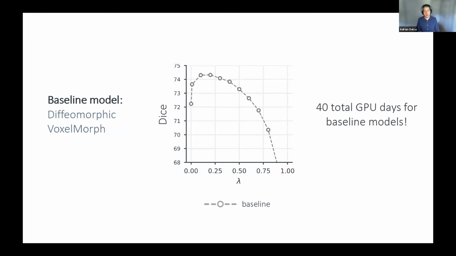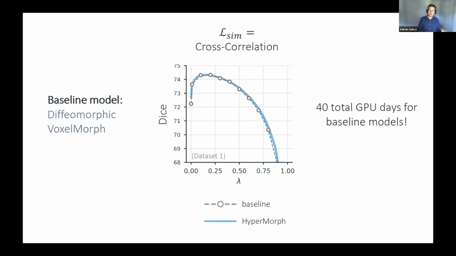So it's a lot of work. And we have quite a lot of expertise with running VoxelMorph, right? So we kind of knew exactly what to look for. And then we trained this one single HyperMorph model. And it turns out that this one single HyperMorph model can mimic all of the other models, except we only need to train one.